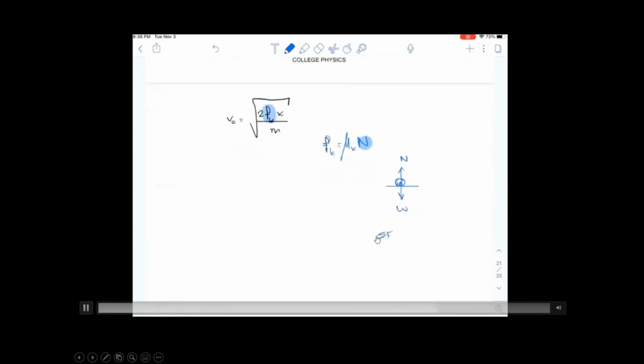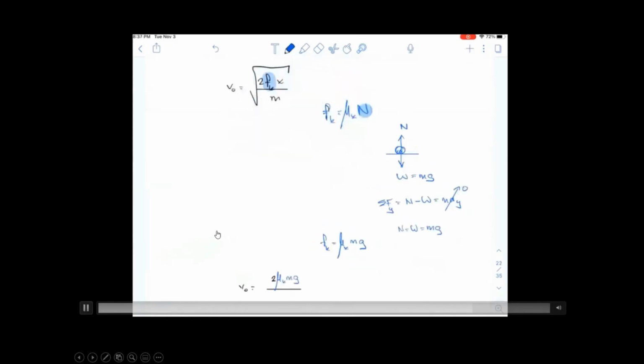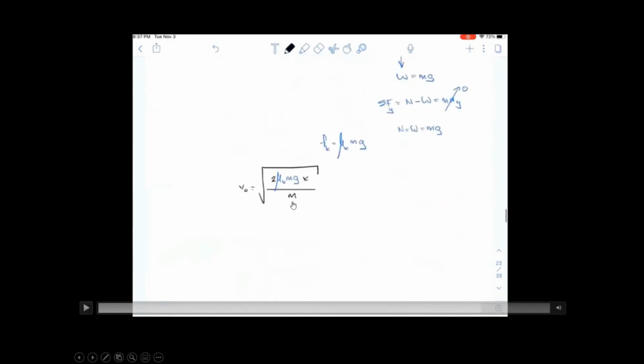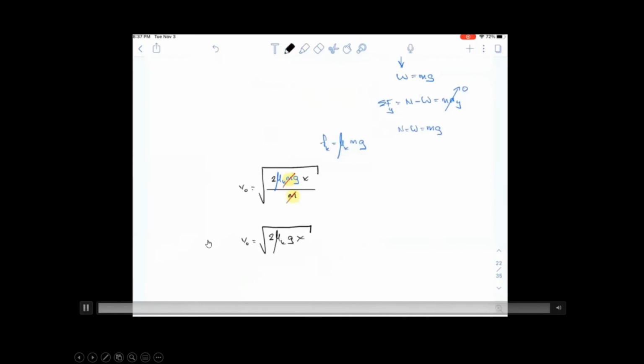So take a look at the net force on the y direction. N is up, W is down. Net force on the y direction is going to be 0 because the acceleration is 0. So which means that N is the same as W. You can do a back substitution here. And now we came up with an expression for the frictional force. Do a back substitution here. And notice that the masses will cancel, so the mass doesn't matter at the end.